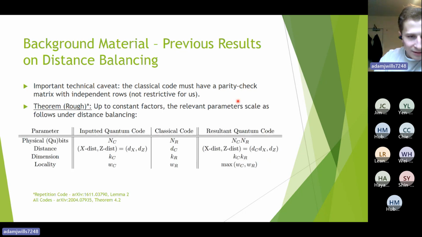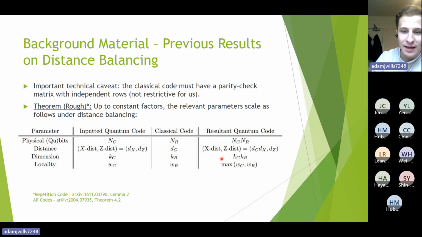So these are the results when you do distance balancing. This is omitting some important details and some constant factors, just to get the point across. So the first thing is that the number of physical qubits multiplies with the number of physical bits here to give you the new number of physical qubits in the resulting quantum code.